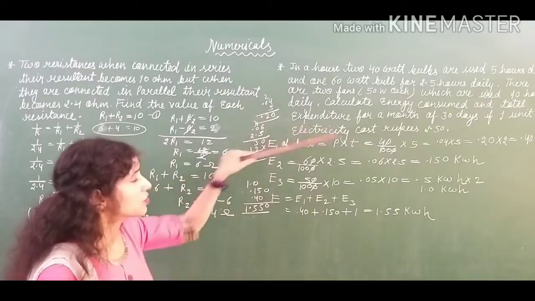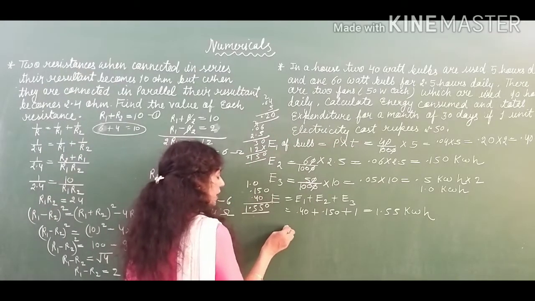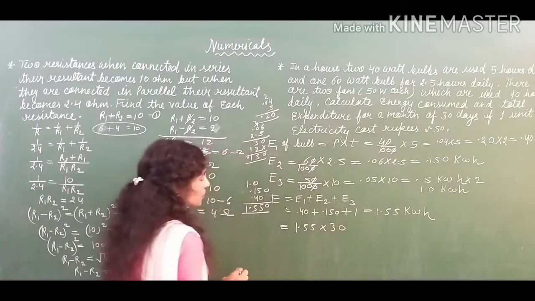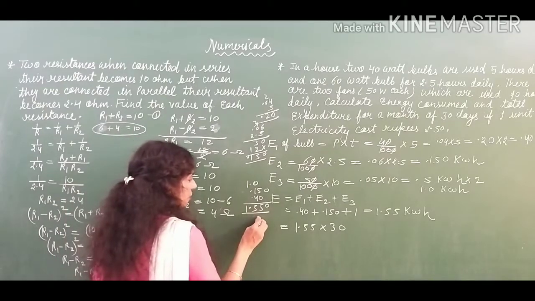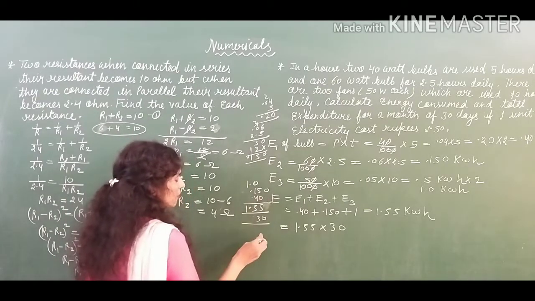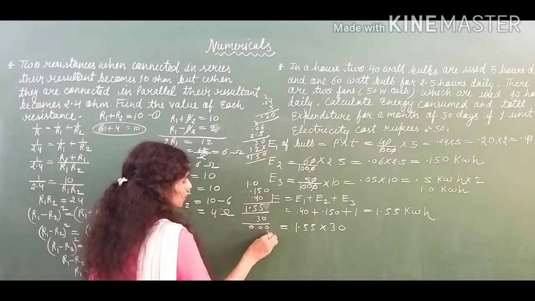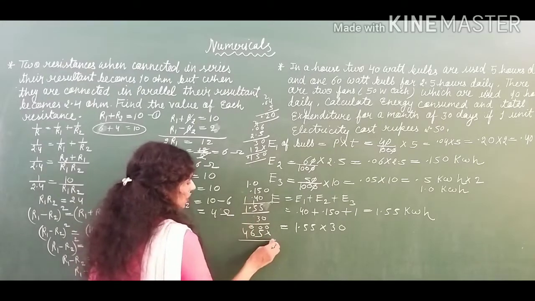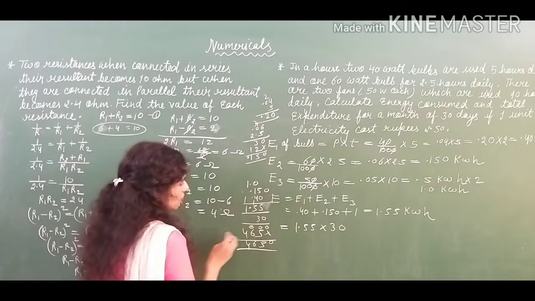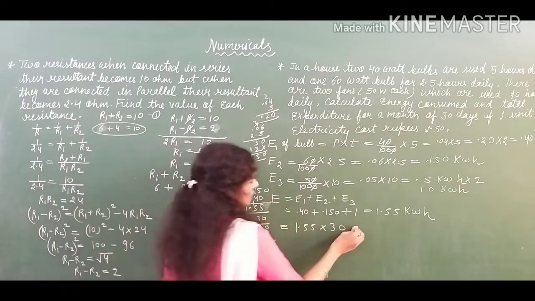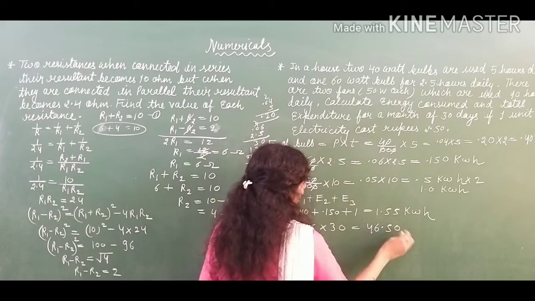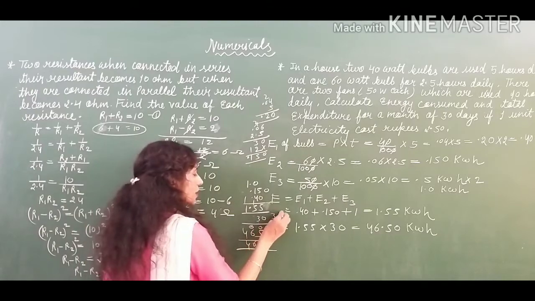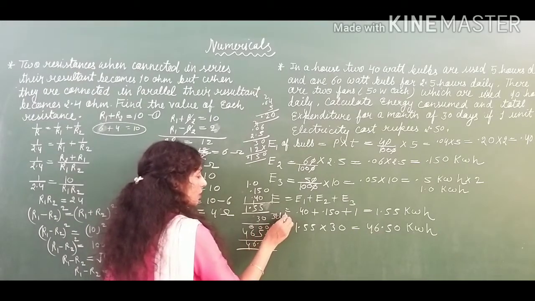But they are saying that it is used for 30 days. So the energy is to be multiplied, 1.55 into 30 days. The total energy consumption should be multiplied by 30, and the 0 you can remove. 3 5s are 15, and so on. Put the decimal after one place, so you will get 46.50 kilowatt hour. This is the total energy consumption for 30 days.